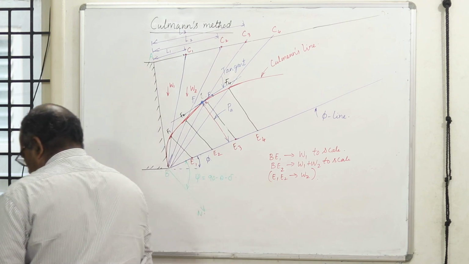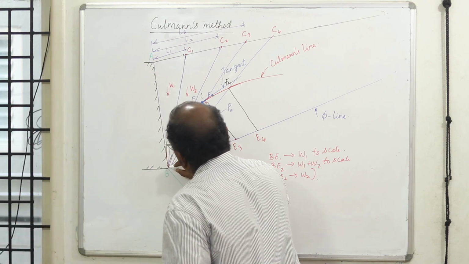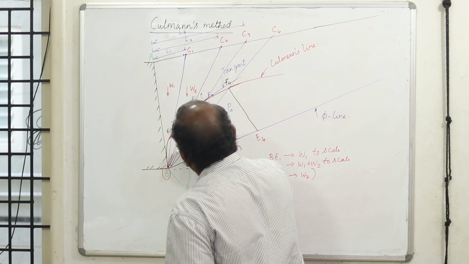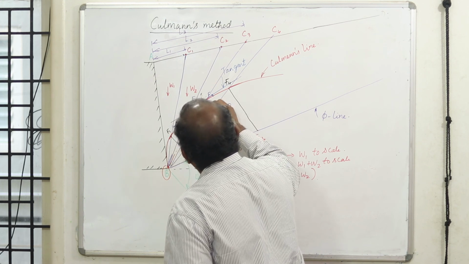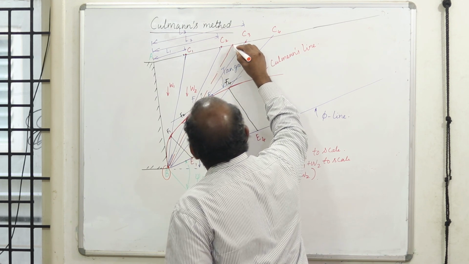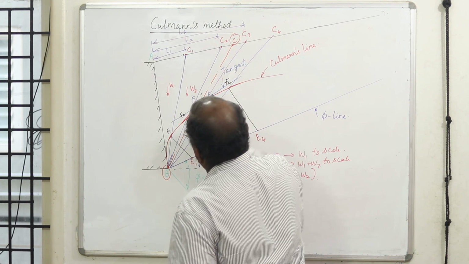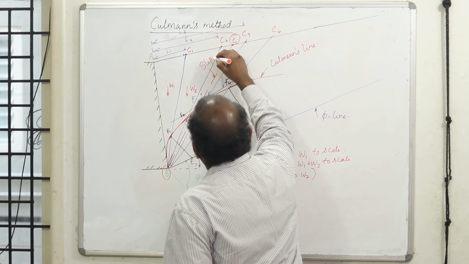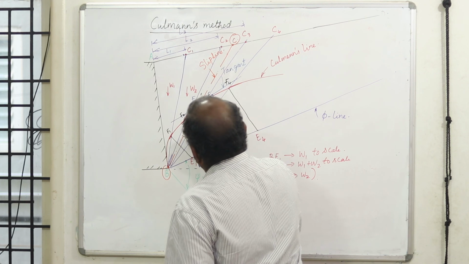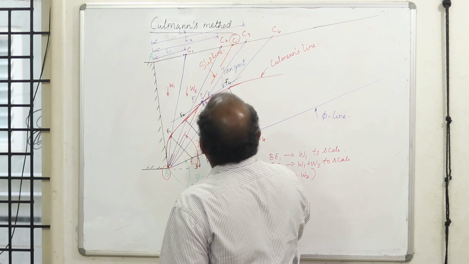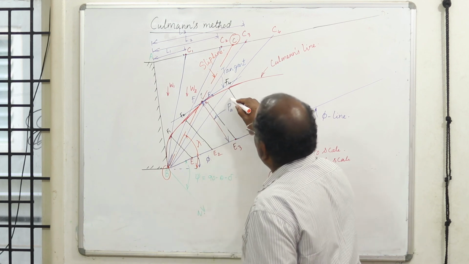Now I can join from point B this point C, and F, and I extend it. Now this forms the slip line, the critical slip line. I can measure this angle with respect to the horizontal. I get my lambda. Okay, I got my slip line, and this is the active thrust.